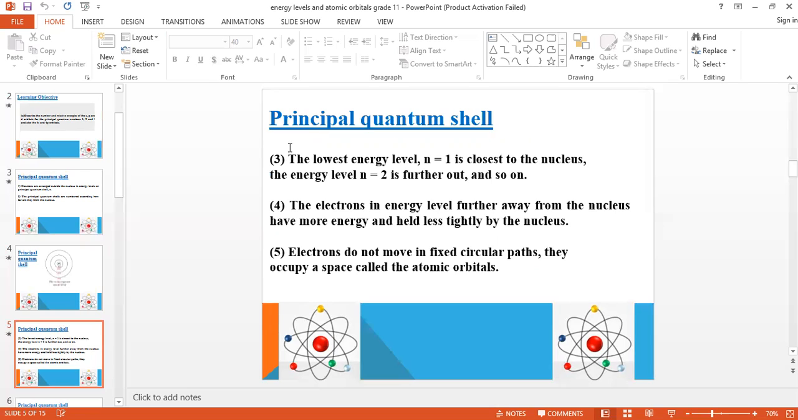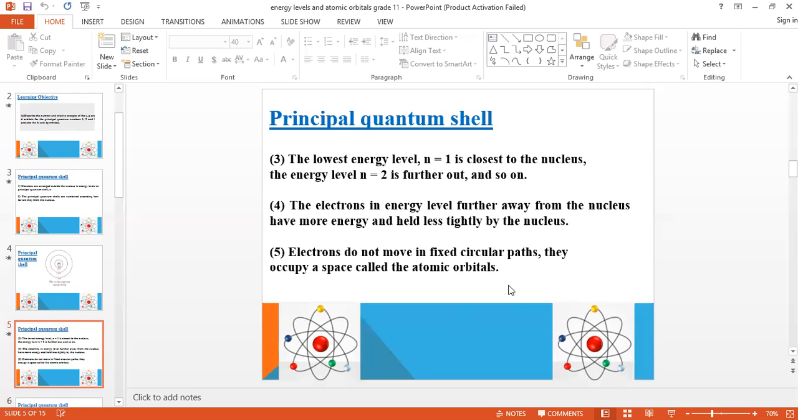The fourth point is that energy levels further away from the nucleus are different. If near to the nucleus, they hold electrons tightly. Away from the nucleus, the forces are very weak, so we can remove an electron very easily. You can see this one. If an electron, like this blue, green, yellow, or red one, is near to the nucleus, it is difficult to remove. But away from the nucleus, the forces are weak. We can remove it easily.